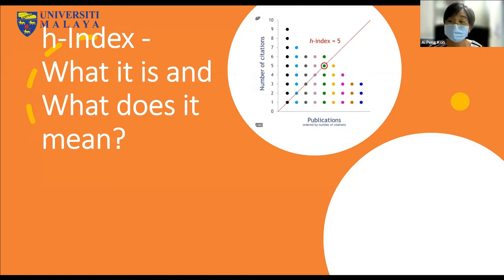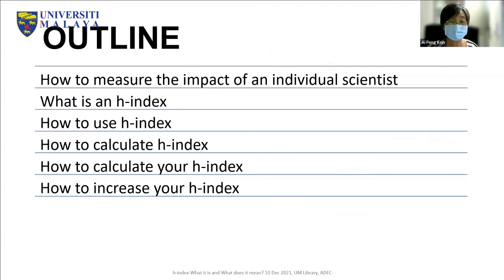So without further ado, let's move on to the outline of today's session. We are going to talk about how to measure the impact of an individual scientist, what is an H-index, how to use H-index, how to calculate H-index, how to calculate your H-index. Perhaps this is the main purpose why you joined today's session. And how to increase your H-index if there is a way. And last but not least, perhaps if we have time, we are going to open for Q&A.